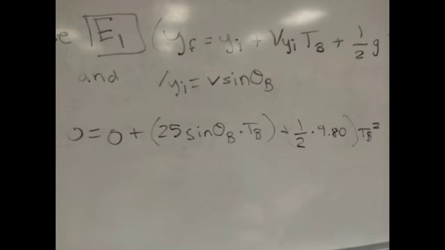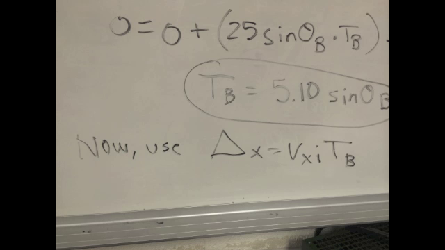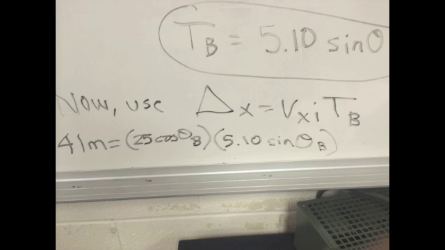Now plug all the values you have into the equation. You should still have two variables. Now solve for time B in terms of theta B. Now use the equation delta x equals Vx initial times time B. Plug in the value time B equals 5.10 sine theta B. Plug in velocity times cosine theta B from steps 1 and 2 in for Vx initial. Put 41 as delta x, and now solve for theta B on one side.